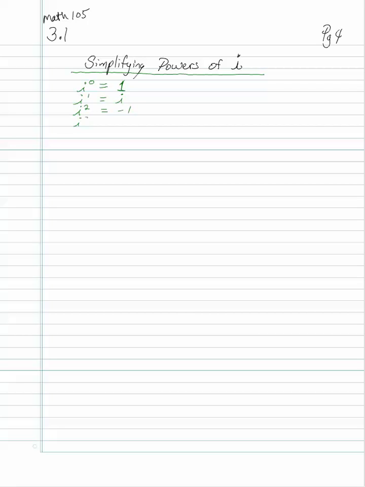And i cubed, now we're going to use little exponent rules. i cubed is i squared times i, because if the bases are the same, you add the exponents. So 1 plus 2 is 3. And we know by definition i squared is negative 1. i to the first is just i, so we get negative i. i to the fourth, well that's i squared squared, which is negative 1 squared, which is 1.